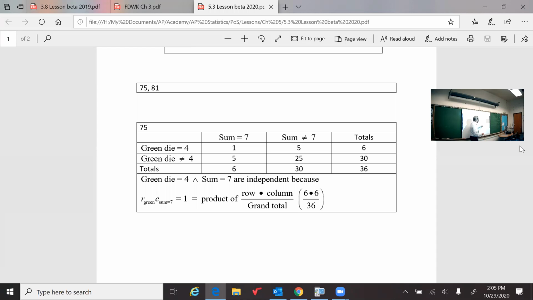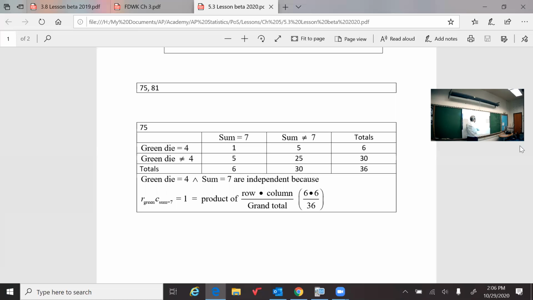And there's 30 ways that the green die doesn't equal 4. And then we fill in these cells. We want to know if these events are independent. The green die is 4 and the sum is 7. That's this sum: green die is 4 and the sum is 7.